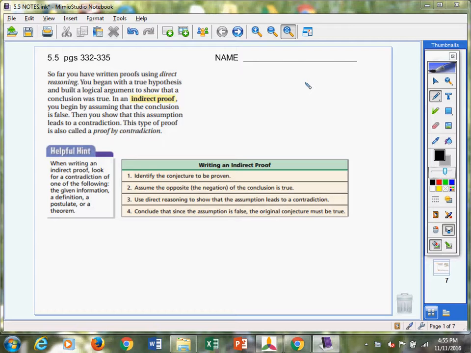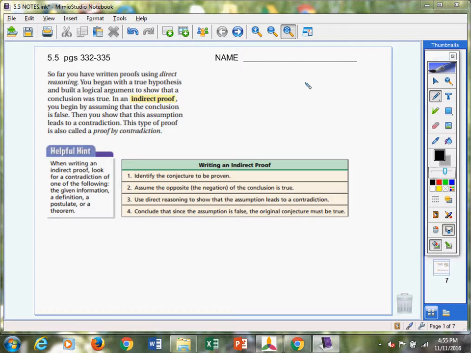Your book tells you that so far you have written proofs using direct reasoning. So in other words, you had a corollary, theorem, some sort of way that you proved it. You began with a true hypothesis, and then you built a logical argument and showed that the conclusion had to be true. Now, what we're going to do with an indirect proof, this is going to sound really weird. You're going to begin by assuming that the conclusion is false.